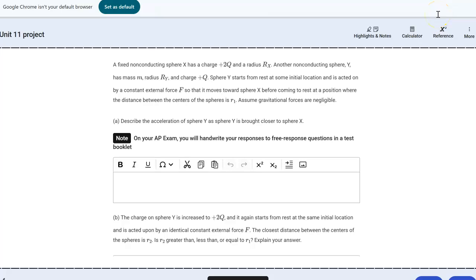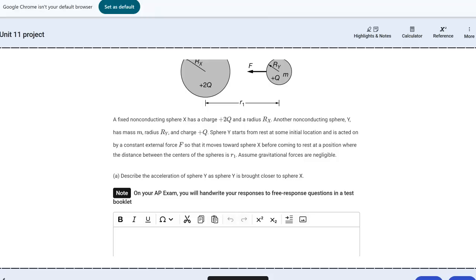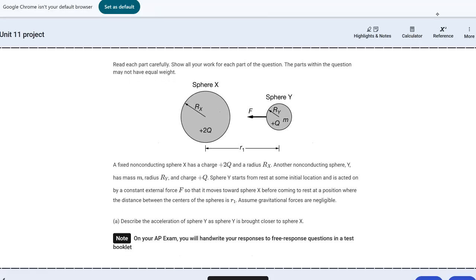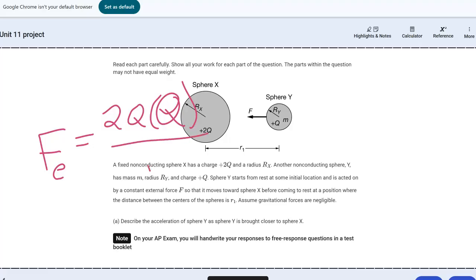Okay, describe the acceleration of sphere Y as sphere Y is brought closer to X. Well, let's look at the forces on Y. There's a constant F towards X, and then there's going to be an electric repulsion away from X. And that's going to be k 2Q times Q over R squared away from X. And as Y approaches, our R is getting smaller, and that would make this go up because it's in the denominator.